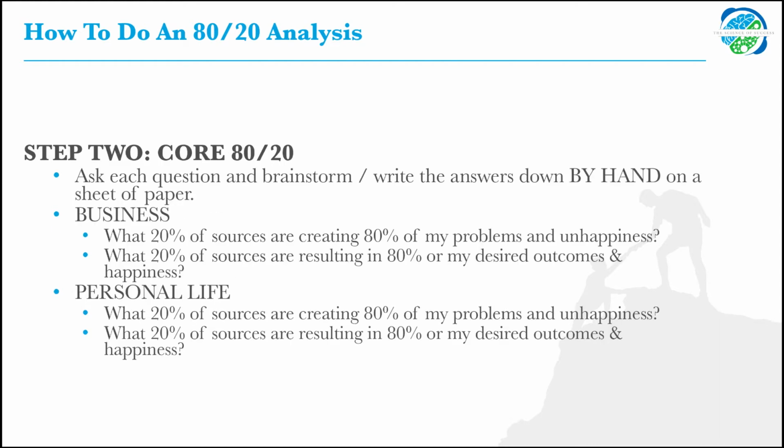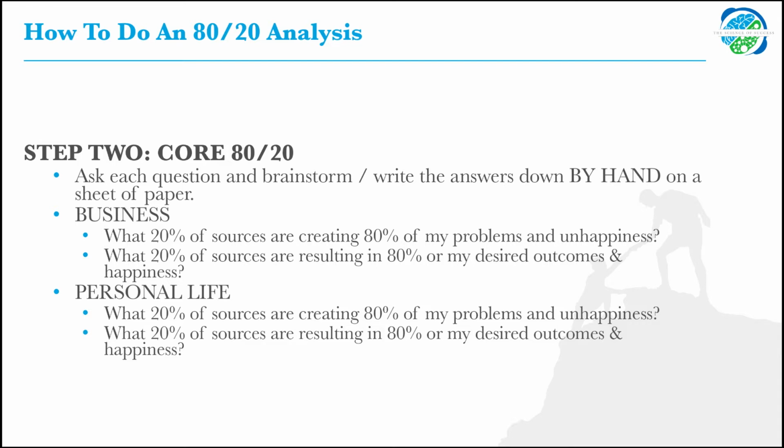Step two is what I call the core 80-20 analysis. You want to ask each one of these questions and brainstorm and write out the answers by hand on a sheet of paper, right? I do this with my business and my work, and I also do this with my personal life, and I do them separately on separate sheets of paper. So for business, I ask myself, what 20% of sources are creating 80% of my problems and unhappiness? Are these problem customers, specific clients, people that I deal with, employees, partners, bosses, etc.? What 20% of sources are creating 80% of my problems and my unhappiness?